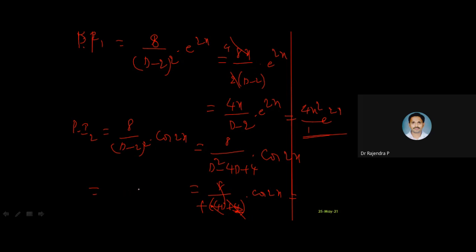Suppose if I divide that, what is there here? 8 will be there, right? 8 by minus 4D into cos 2x. This is what we have, right? So 1 by D is there here. 1 by D, how can I write it? Integral of this one into dx.